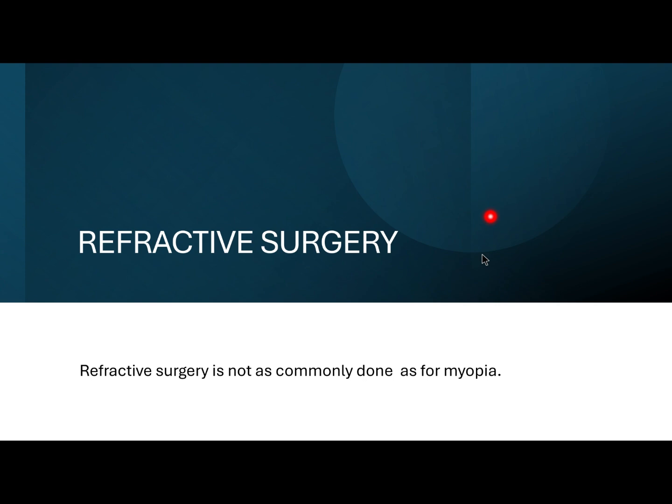Refractive error can also be corrected by refractive surgery, but for hyperopia it is not very commonly done as in the case of myopia. But if a patient insists on undergoing refractive surgery, it can be provided as an option for correcting hypermetropia.